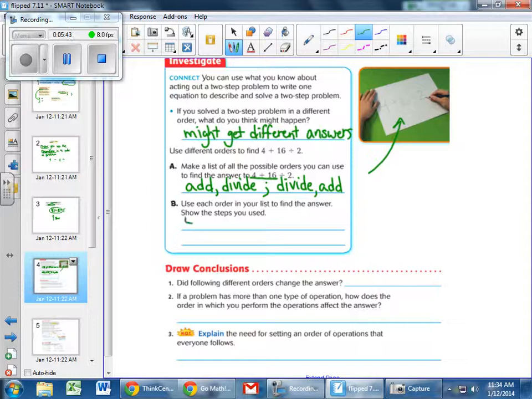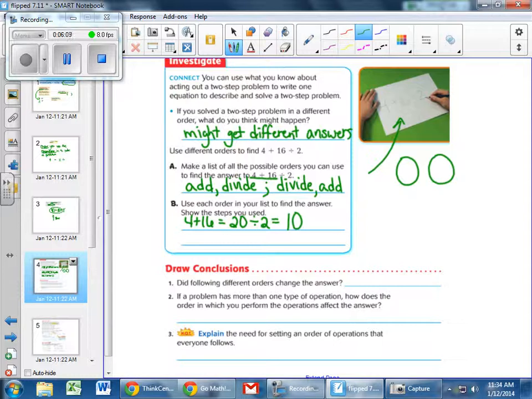So if we have 4 plus 16, 4 plus 16 equals 20, and then 20 divided by 2. You can draw that out if you need to, or you can look at 2 goes into 2 once, and then you have that 0 in the ones place. So your answer would be 10.